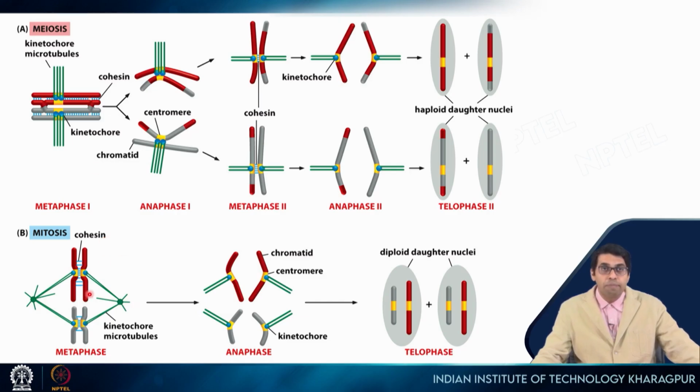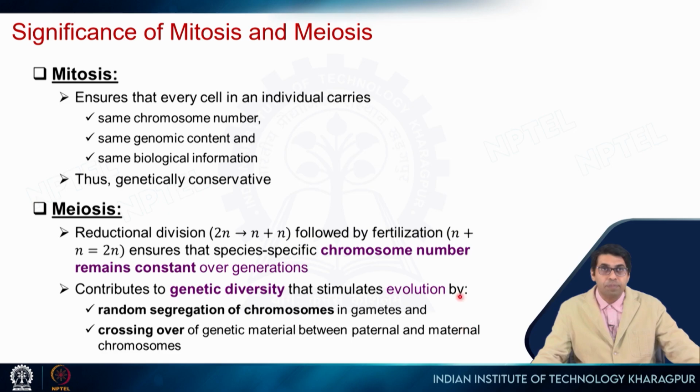But nothing like that happens in mitosis. So, whatever is here, that is exactly what you get here, right. So, no mixing of DNA happens. Mitosis ensures that every cell in an individual carries the same chromosome number, same genomic content and same biological information. So, mitosis is genetically conservative, right.